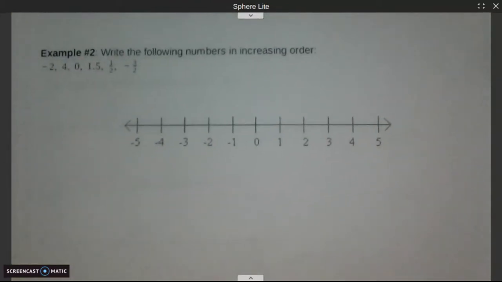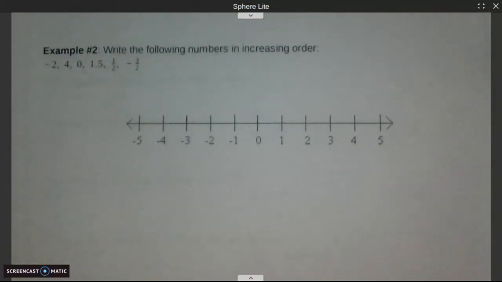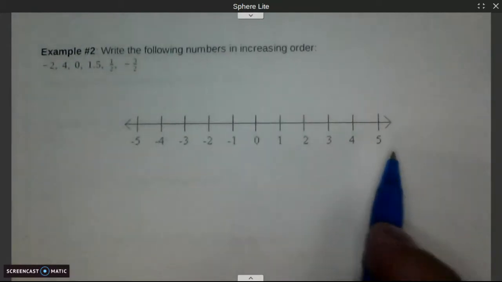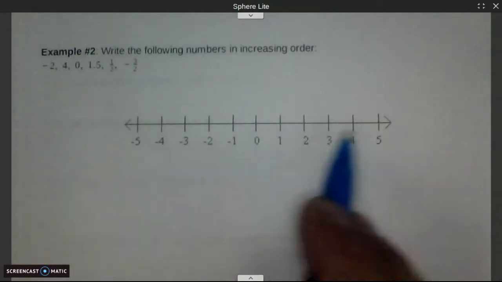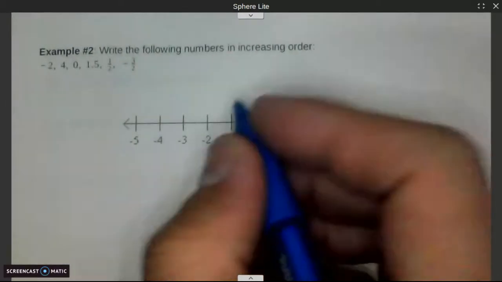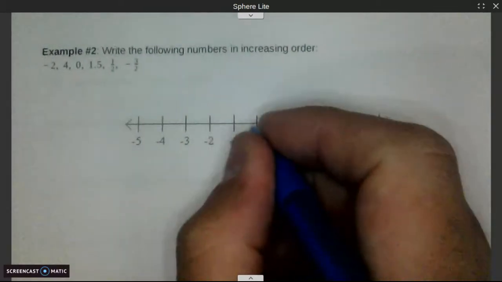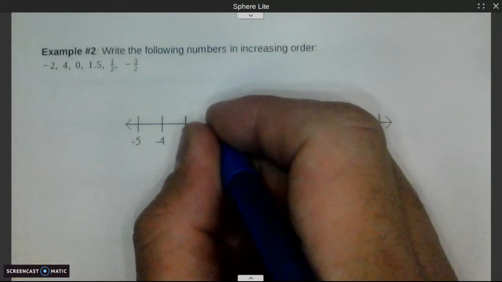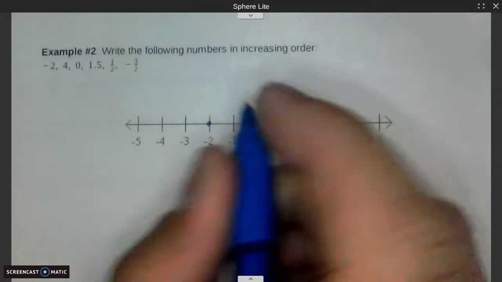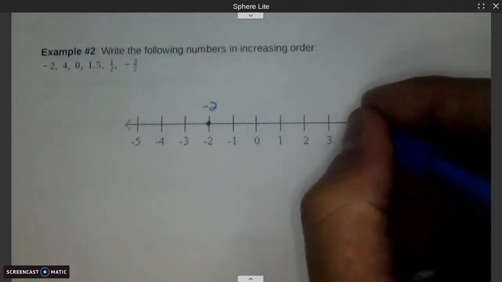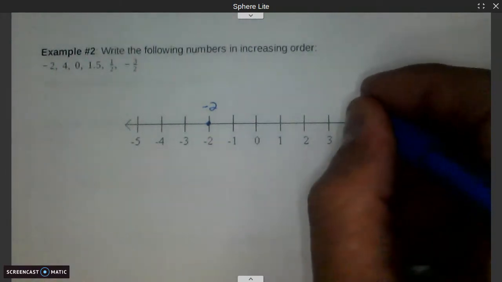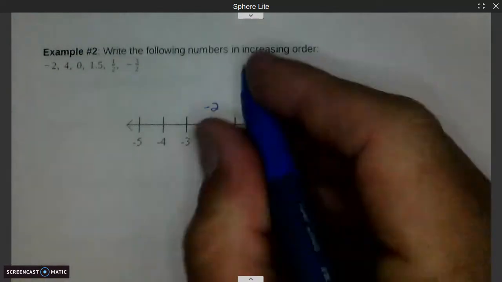Example number 2. Write the following numbers in increasing order. The reason why I have a number line is because oftentimes it's useful if we plot these points first. It's not necessary, but I think it's useful to do. So I know negative 2 is here, so I'm going to mark negative 2. If I plot 4, I know 4 is there. We have 0.